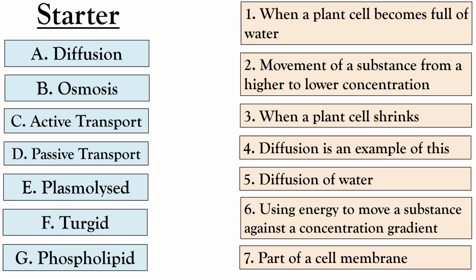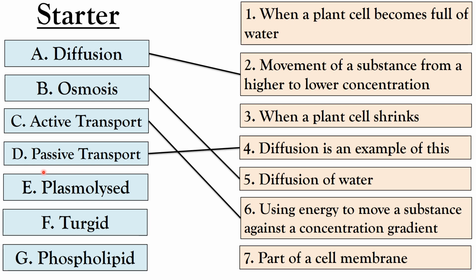So first one, A, diffusion, is number 2, movement of a substance from a higher to a lower concentration. B, osmosis, is 5, diffusion of water. C, active transport, is number 6, using energy to move a substance against a concentration gradient. D, passive transport, 4, diffusion is an example of this. E, plasmolysed, is 3, when a plant cell shrinks. F, turgid, is when a plant cell becomes full of water. And G, phospholipid, the only one left, is 7, part of a cell membrane.